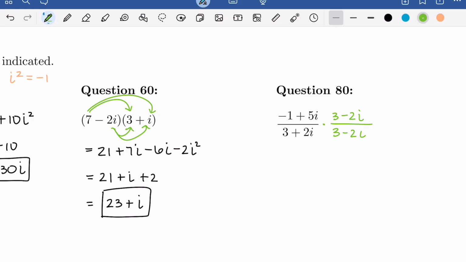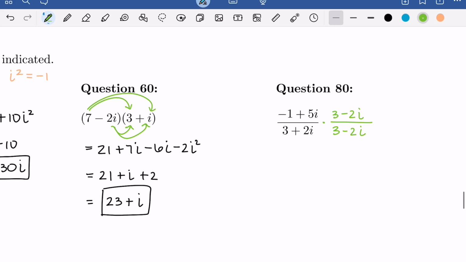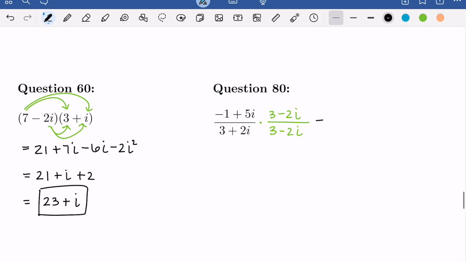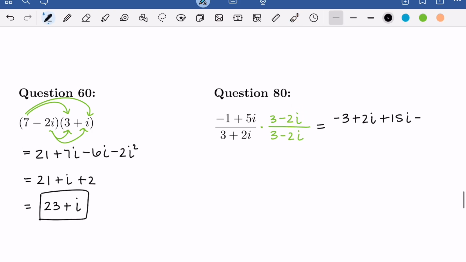So just like we saw in the last section, when we're rationalizing the denominator, we're going to multiply by 1 by multiplying by the conjugate over itself here. So doing that, we're going to have to FOIL our numerator and denominator here. So we're going to have 1 times 3, that'll be negative 3 here. Then negative 1 times negative 2i, so that'll be plus 2i. Then we're going to have 5i times 3, so that'll be 15i. And then our last term is going to be 5i times minus 2i. So this will give us minus 10i squared in the numerator.